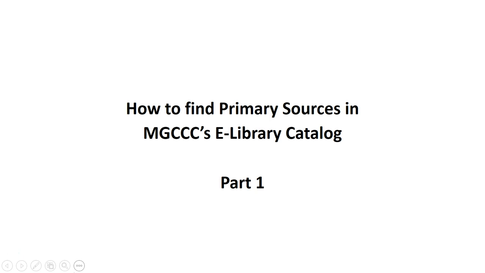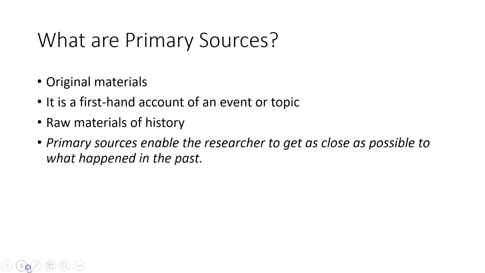Before I show you how to find primary sources in the library's catalog, let's first discuss what primary sources are. So what are primary sources? Primary sources are raw materials of history. Many primary sources were created at the time of the event.